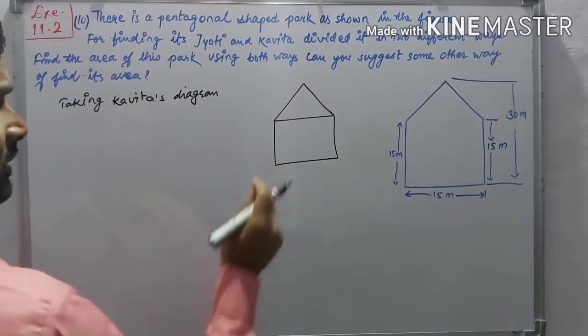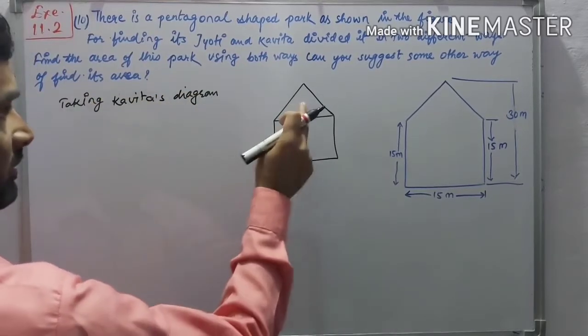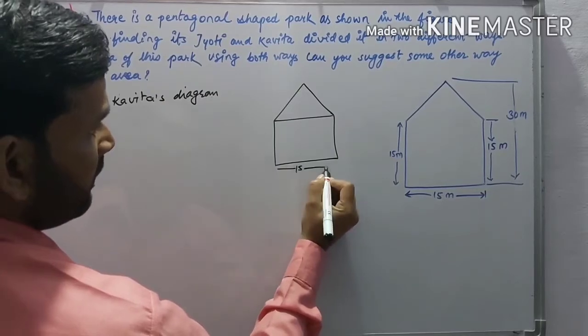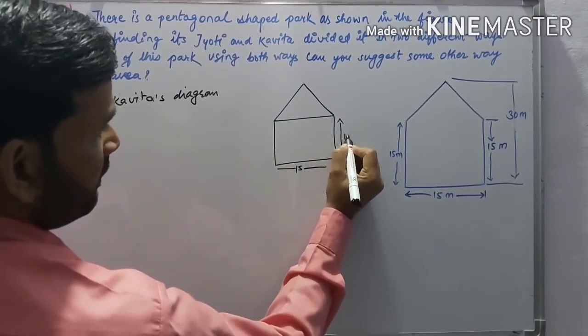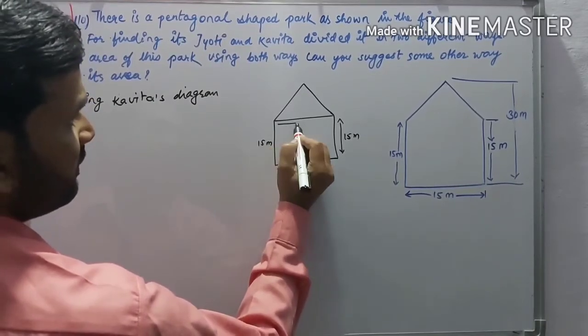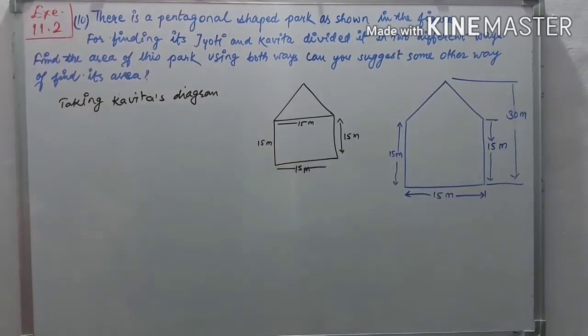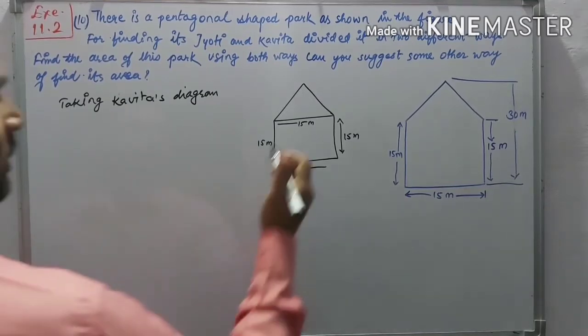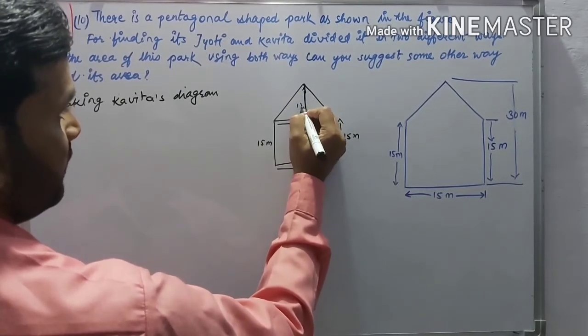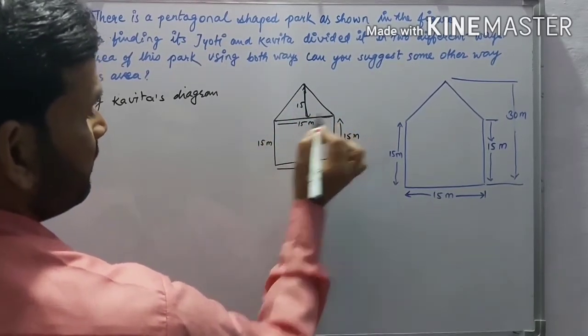It is divided into one triangle and a rectangle. Its distance is 15 meter. Here the distance is 15 meter. This distance is 15 meter. This is a type of square. And the upper side will make a triangle. This is the distance, the height. Height is 15 and base is 15.